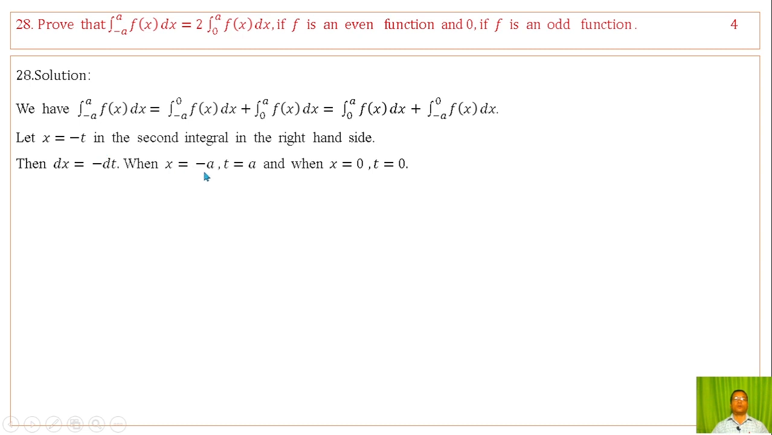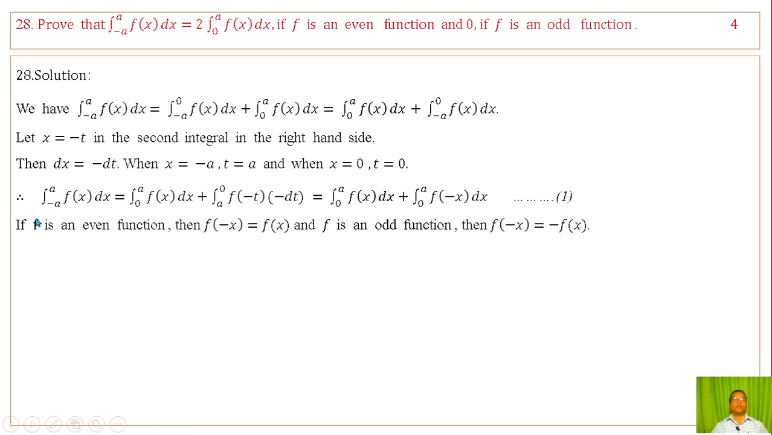When x equal to minus a, the t value becomes a. And when x is 0, the t value is 0. Therefore, the given definite integral becomes this. The first integral stays as it is, and in the second the limits are interchanged, giving a minus sign.